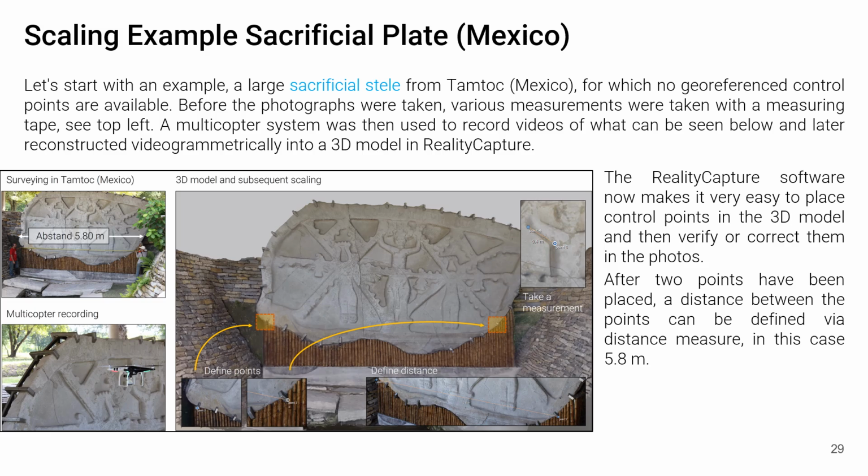The reality capture software now makes it very easy to place control points in the 3D model and then verify or correct them in the photos. After 2 points have been placed, a distance between the points can be defined via distance measure, in this case 5.8 meters. The model must then be recalculated so that all distances are readjusted based on the distance measure in the model. We can then check whether the defined distance measure now corresponds exactly to the input and take further measurements in the same way.